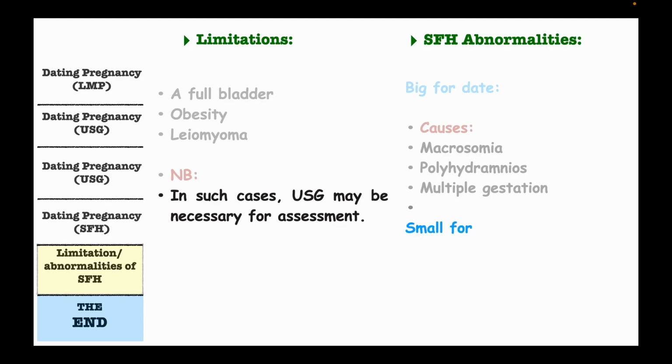What about the small for date? When we say small for date, it is when the symphysofundal height is smaller than the gestational age. For example, you have a gestational age of 24 weeks, but we measure the symphysofundal height and we get somewhere around 18 or 19 weeks. And what are some of the causes of this small for date? We have mainly intrauterine growth retardation, as well as oligohydramnios, whereby there is relatively low volume of amniotic fluid.